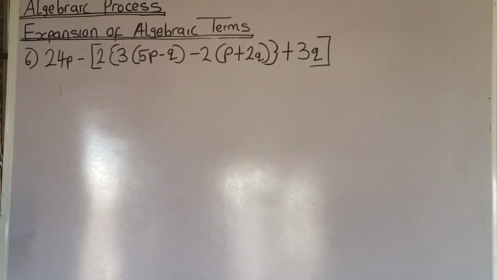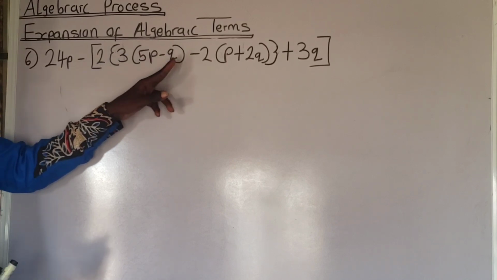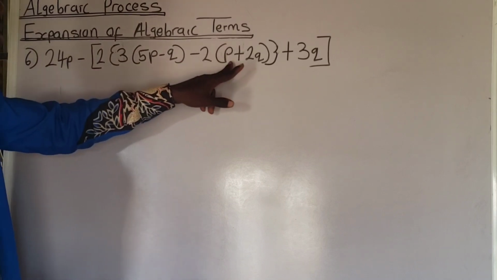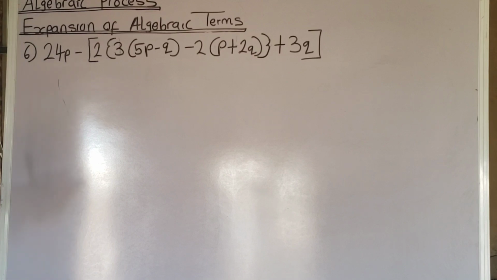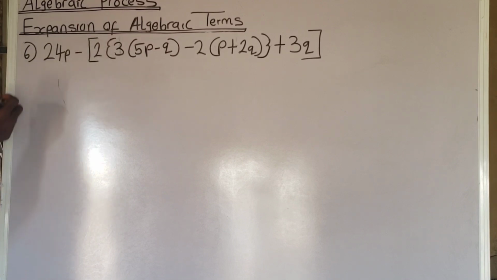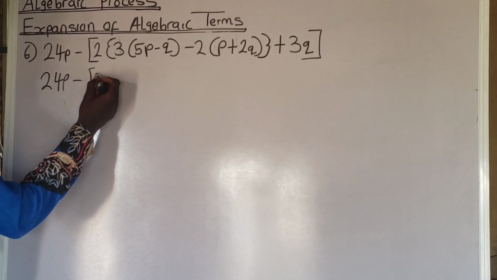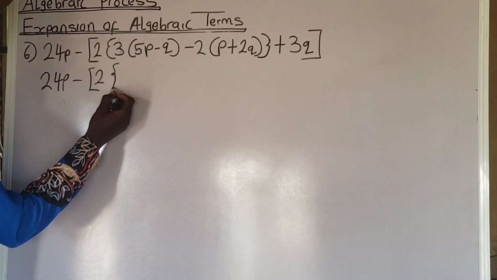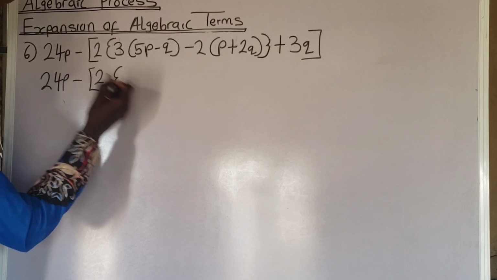Okay, we have question number 6. We are asked to expand 24P minus 2 multiplied by 3 multiplied by 5P minus Q minus 2 multiplied by P plus 2Q plus 3Q. You see, we are going to deal with this step by step. Let's start by dealing with the bracket inside this big bracket. For this I'm going to have 24P minus 2, put this curly bracket. I don't know how to, let me just put the curly bracket.